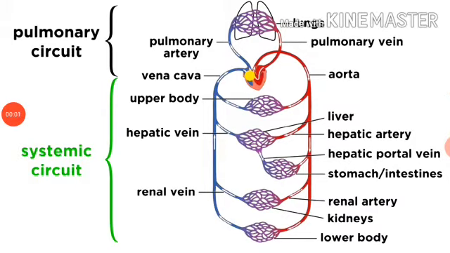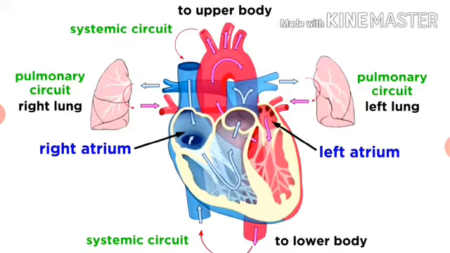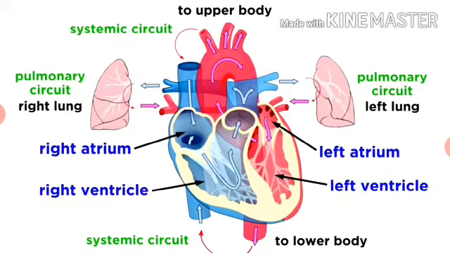So we have two circuits and two receiving chambers in the heart where this cycle finishes, those being the right atrium and left atrium. Along with this there are two pumping chambers, those being the right ventricle and left ventricle.